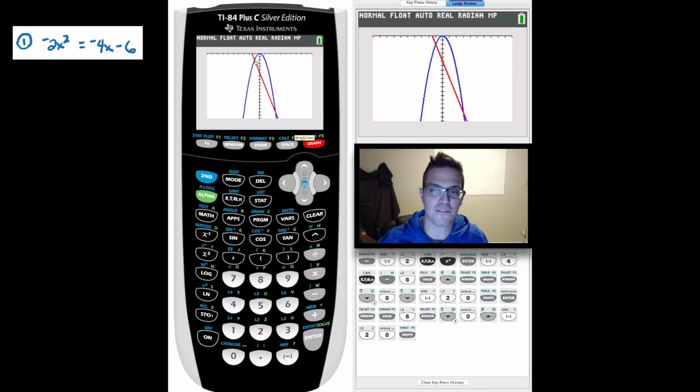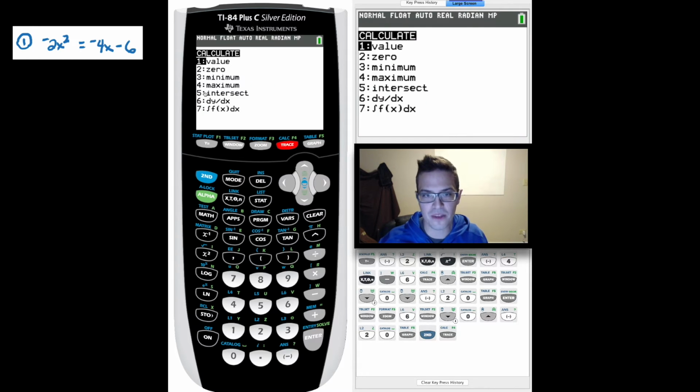Okay, from here now, to find this exact point where it intersects, what you're going to want to do is hit second calc, and then you're going to want to go to number 5 where it says intersect.